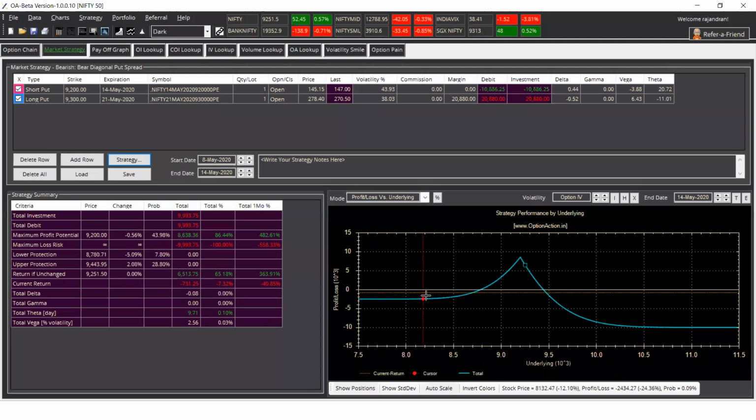The loss was around 2,400 rupees per set. That means approximately a loss of 2,400 divided by 75, right? That's the kind of loss in terms of Nifty points. And max, they can expect some 8,600 plus points. It is exactly around where the Nifty is, around 9,200, if Nifty is going to expire around 9,200 levels.